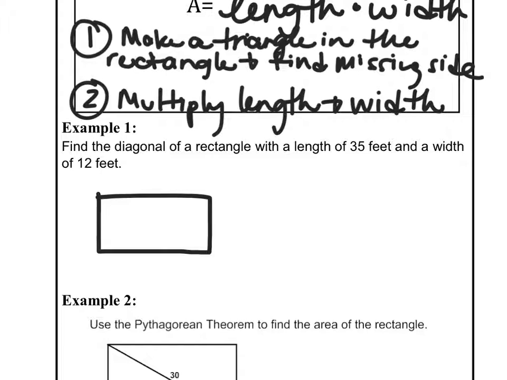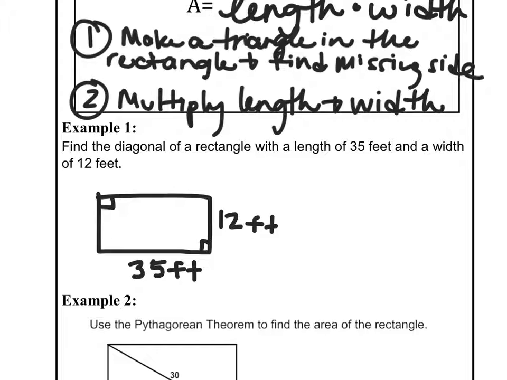We know the length is 35 and the width is 12. So I'm going to make 35 the longer side. 35 feet. And I'll make the width the shorter side. If you tilted it a different way, that's fine. And we also know that rectangles have right angles. I'm just going to do one like top left and one bottom right. That implies that the other ones are also right angles.